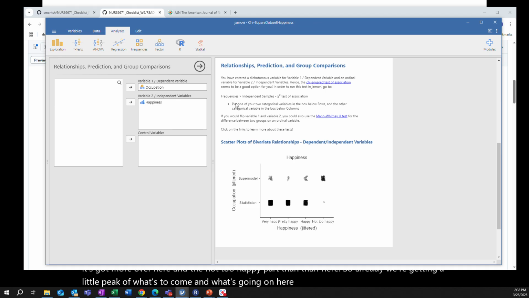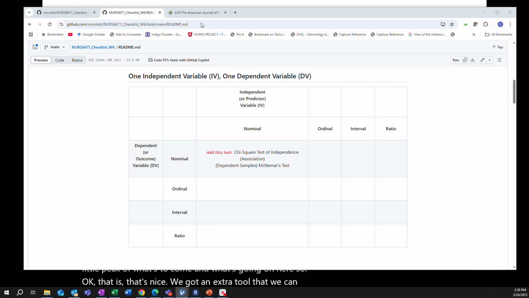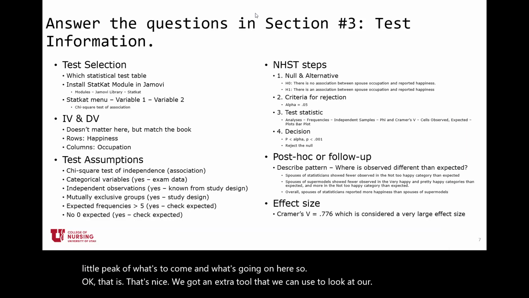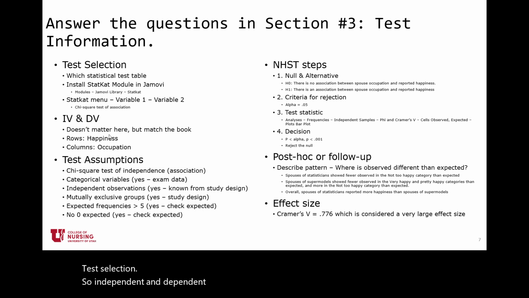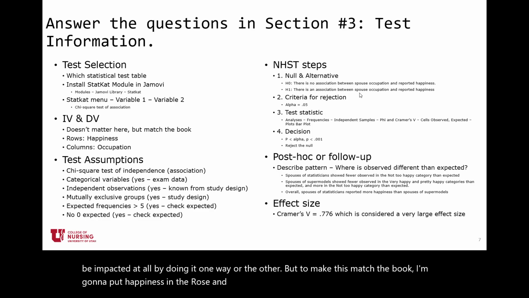Okay, well that's nice. We got an extra tool that we can use for our test selection. So, independent and dependent variable. Again, this is a chi-square test. The results will not be impacted at all by doing it one way or the other. But to make this match the book, I'm going to put happiness in the rows and occupation in the columns.